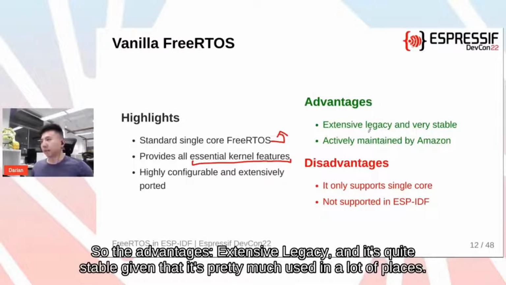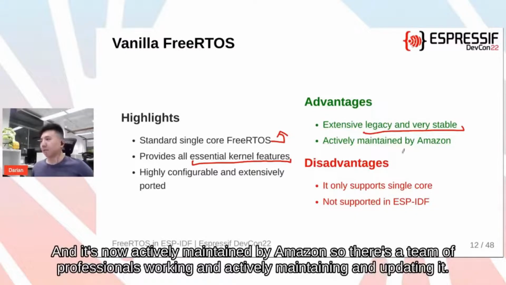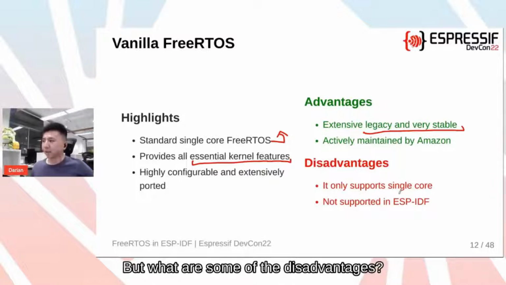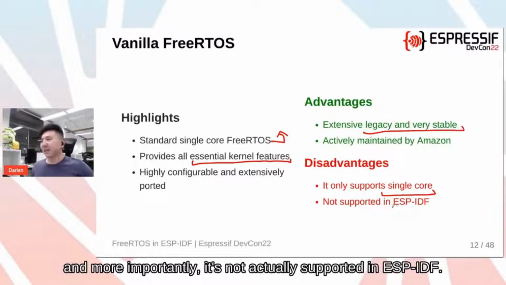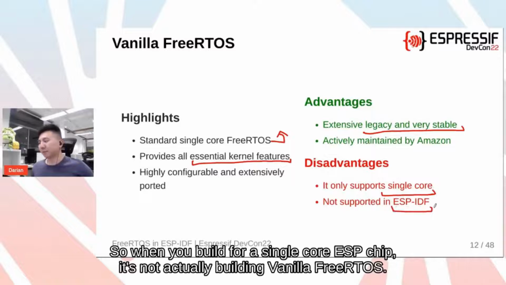So the advantages: extensive legacy, and it's quite stable given that it's used in a lot of places. And it's now actively maintained by Amazon. So there's a team of professionals actively maintaining and updating it. But what are some of the disadvantages? Well, it's single core, so it can't natively support some of our dual core chips like the ESP32 or the ESP32S3. And more importantly, it's not actually supported in ESP-IDF. So when you build for a single core ESP chip, it's not actually building vanilla FreeRTOS.